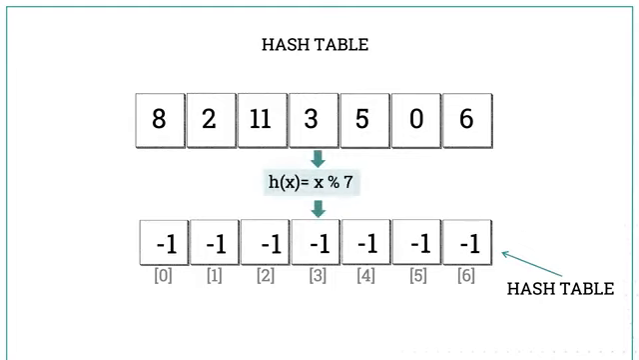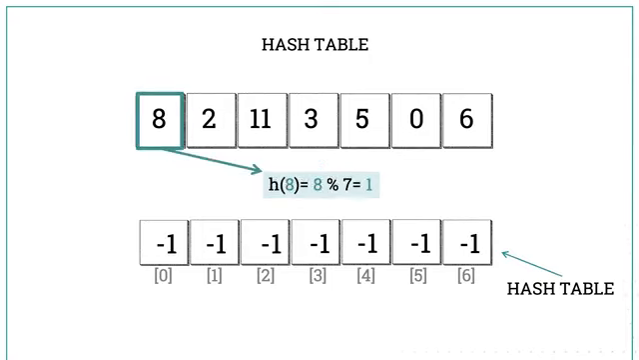So, what we do now is transform each number into an index in the hash table using a hash function. In this example, we are going to use the hash function h(x) = x mod 7. So, we apply this function to each number present in the array to determine the position at which they will be stored in the hash table.